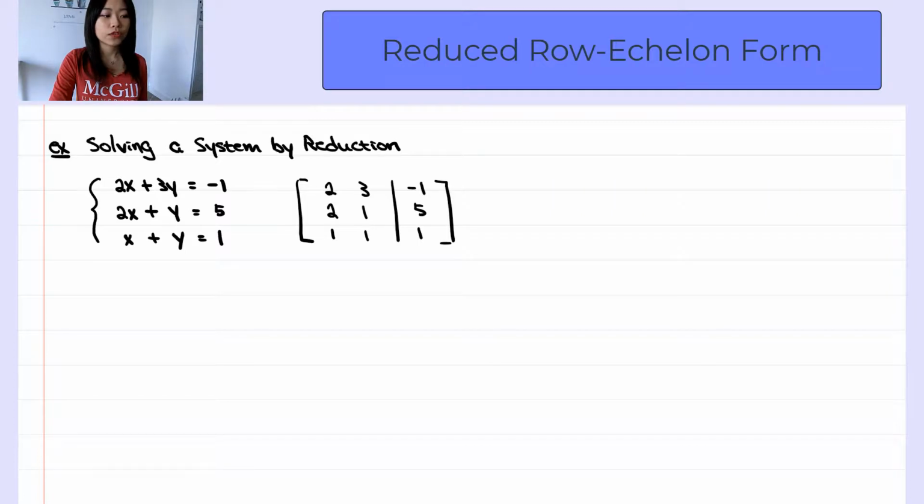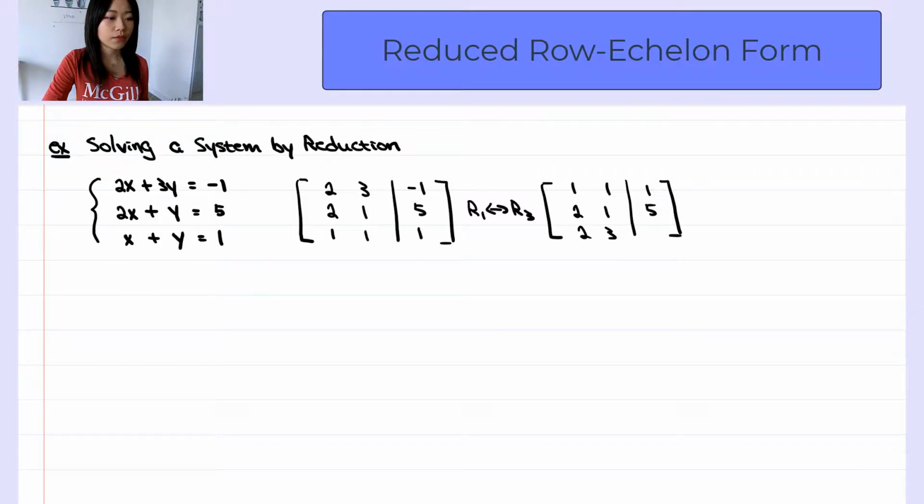So the goal is to reduce the coefficient matrix on the left into reduced row echelon form. So we want leading entries of 1. So I'm going to exchange row 1 with row 3. Then the matrix becomes 1, 1, and 1. Second row remains the same, 2, 1, and 5, and 2, 3, and negative 1. Now I have my first leading term, it's 1. Then I want to eliminate the 2 below the 1.